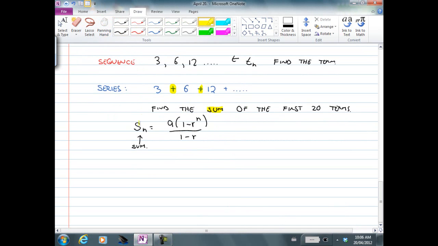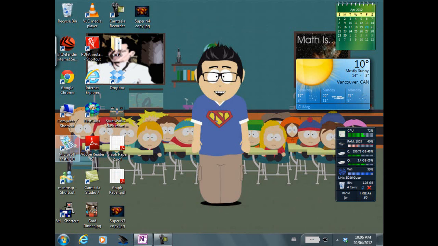Here, I'm looking for Sn, because I'm asking what's the sum of the first 20 terms. Just plug it in. Very, very simple. 3 times (1 minus 2 to the power 20) over 1 minus 2. Guys, gals, work with the brackets first. A lot of people make mistakes because they don't work with the brackets first. And take your time. So I'm going to load up my calculator.